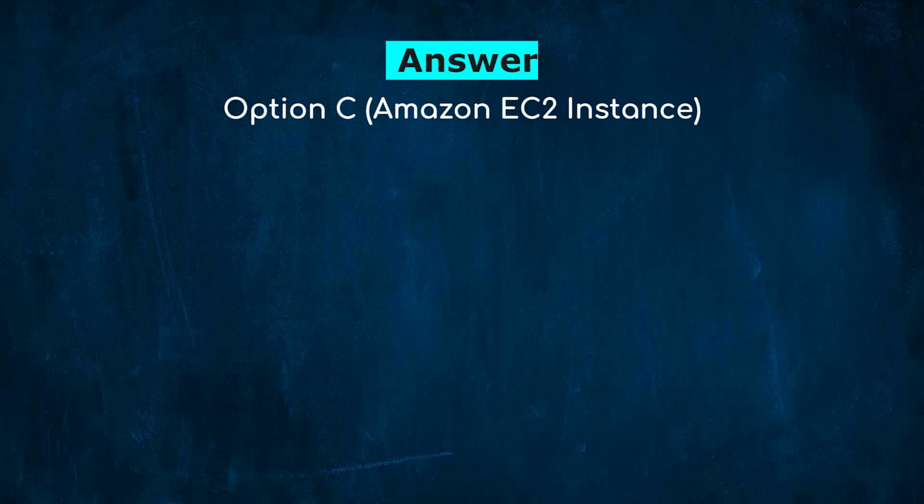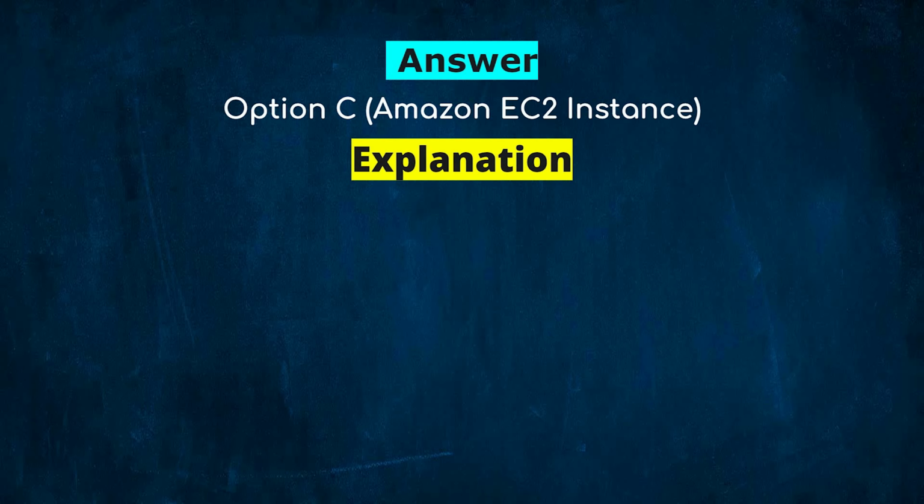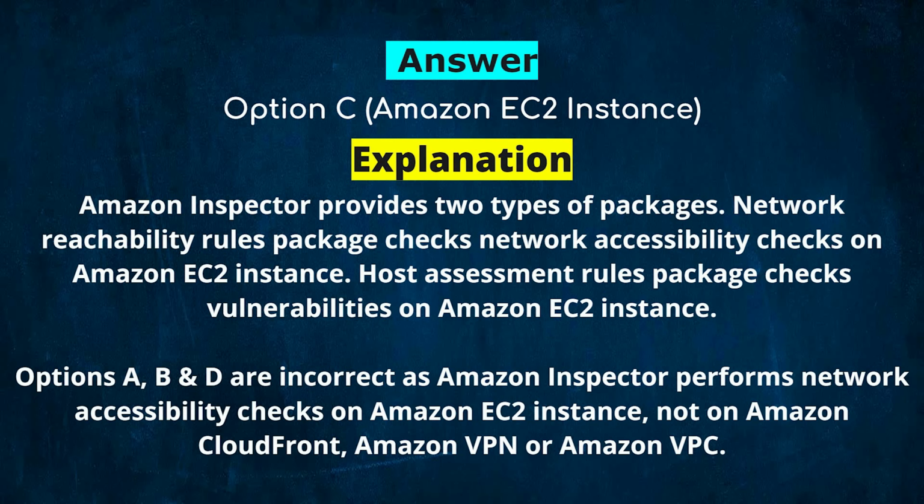Amazon EC2 instance. Explanation. Amazon Inspector provides two types of packages. Network Reachability Rules package checks network accessibility on Amazon EC2 instance. Host Assessment Rules package checks vulnerabilities on Amazon EC2 instance. Options A, B, and D are incorrect, as Amazon Inspector performs network accessibility checks on Amazon EC2 instance, not on Amazon CloudFront, Amazon VPN, or Amazon VPC.